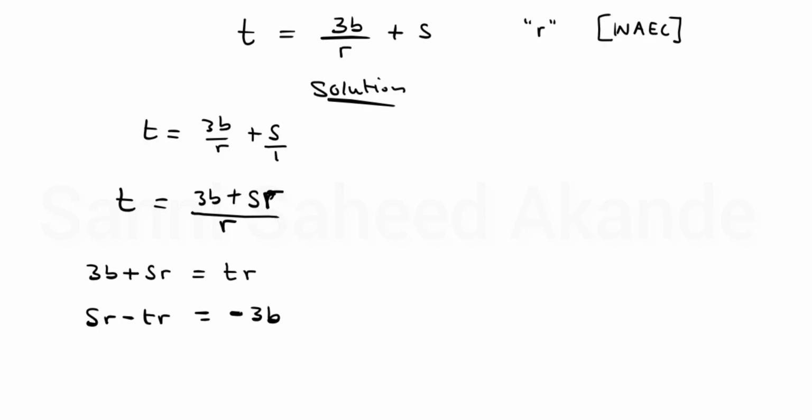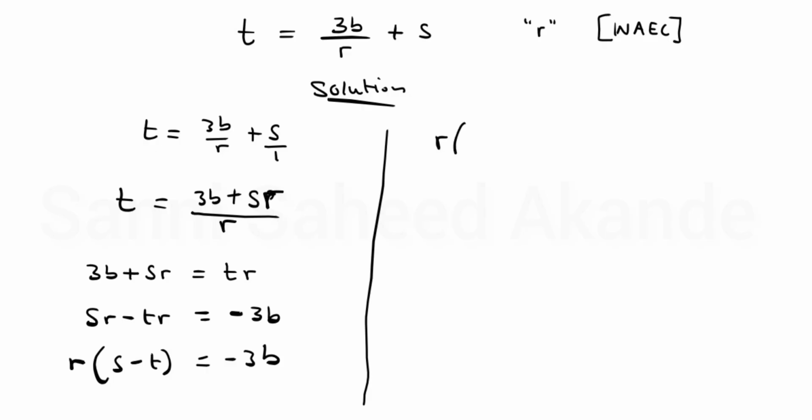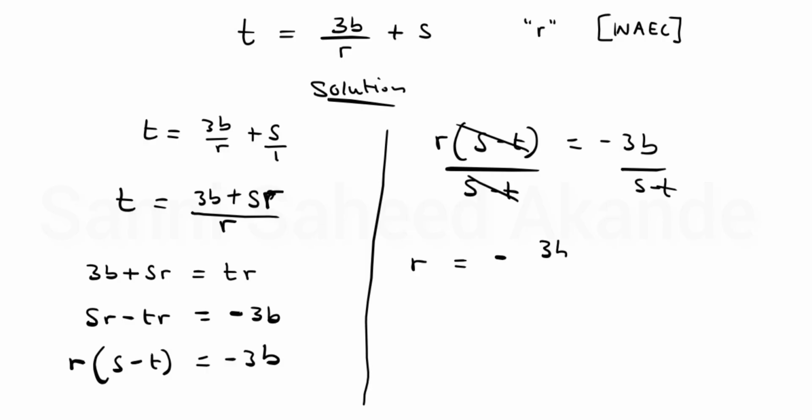Then r is common here. Factor r out. When you factor r out, you have s minus t left, then equal to minus 3b. Is that understood? All right, so for us to get our r now, we divide both sides by s minus t. So let's do that quickly. So r into s minus t, then equal to minus 3b. Divide both sides by s minus t, then s minus t. So this will cancel this. We are now left with r is equal to minus 3b over s minus t.